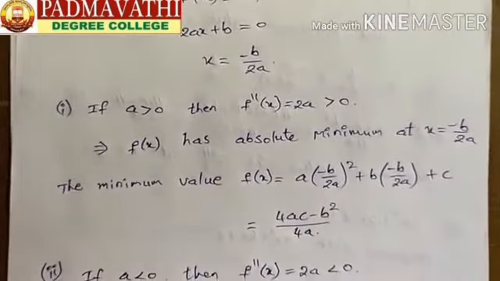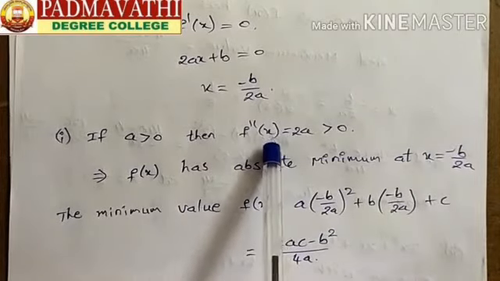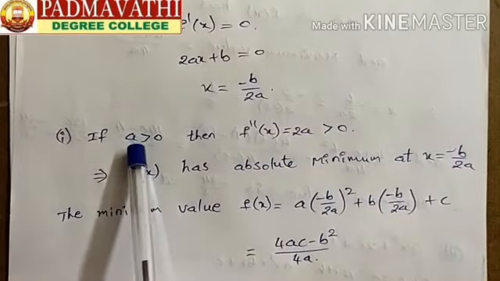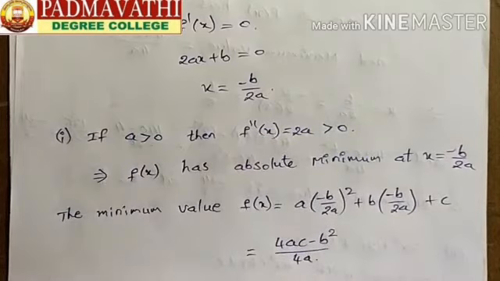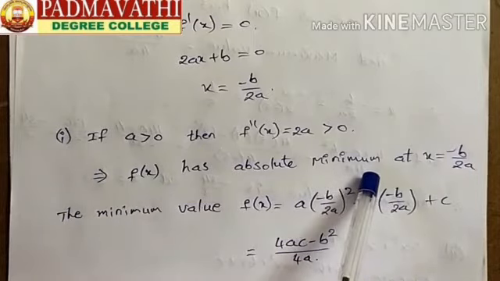The first one is if a is greater than 0, meaning a is positive. In that case, the second order derivative f double dash of x equals 2a. Since a is positive, this 2a value is also positive, so the second order derivative is greater than 0. So we can say that f of x has an absolute minimum at x equal to minus b by 2a.